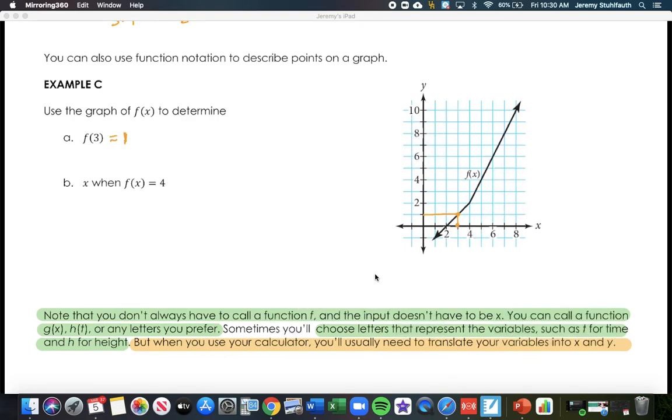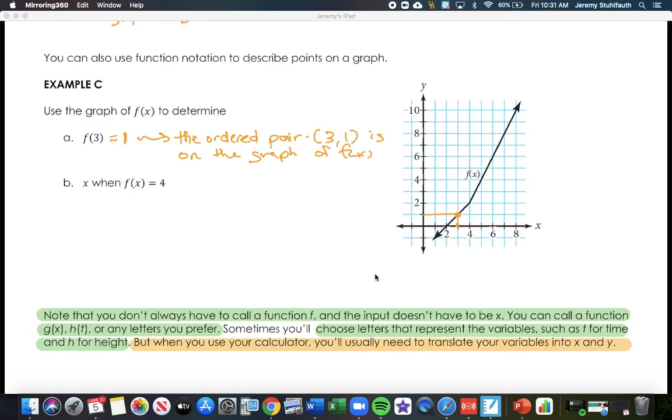And again, what does this really mean in terms of the graph? This means the ordered pair (3, 1) is on the graph of f(x). That point is right there on the line, which represents the graph of f(x). Next, it says x when f(x) equals 4.